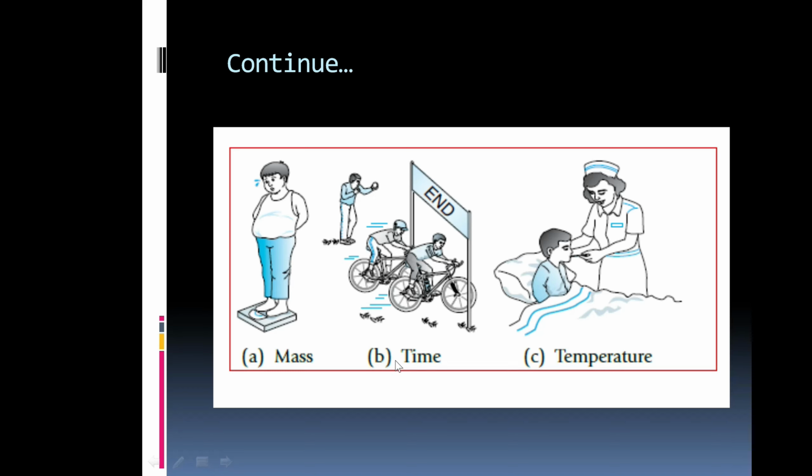So time is a physical quantity, as it can be measured by a watch. Then the temperature of a student, and the nurse is standing along with the student checking the temperature. So body temperature is a measurable quantity, therefore temperature is also a physical quantity.